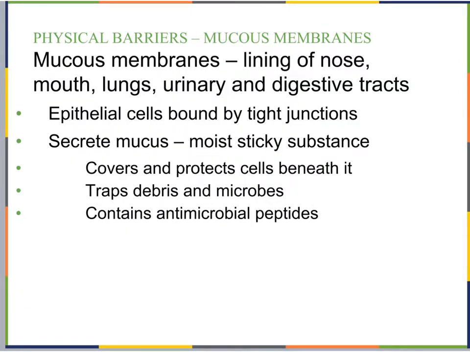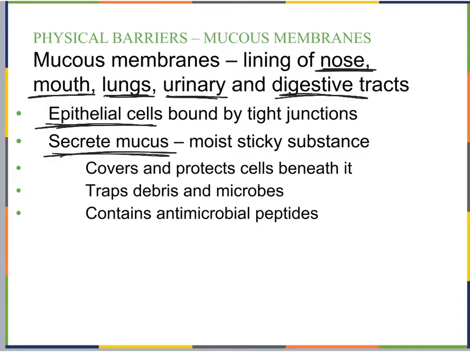So the next type of physical barrier we're going to talk about are mucous membranes. A mucous membrane, as I mentioned, is something that secretes mucus. So we find it in the lining of the nose or nasal cavity, the mouth or oral cavity, lungs, the respiratory tract, urinary tracts, and digestive tracts. These are epithelial cells that are bound by tight junctions, because there is movement there, but they're also going to be producing and secreting mucus.